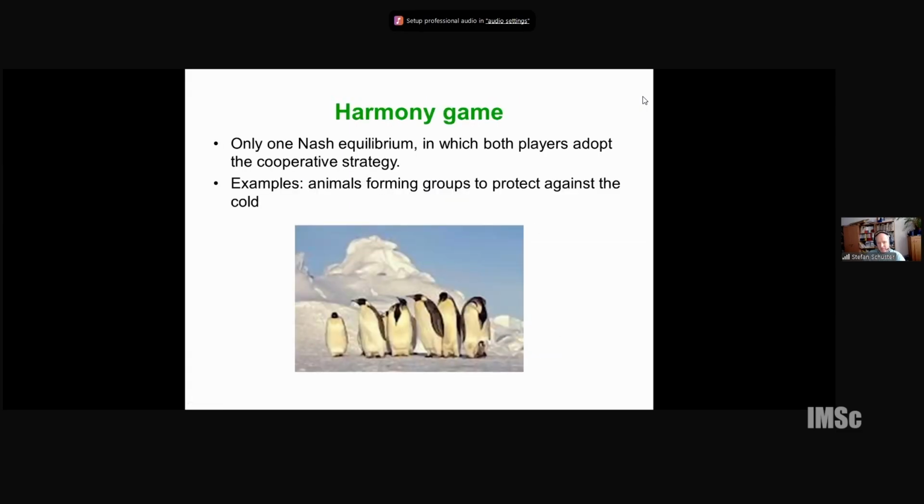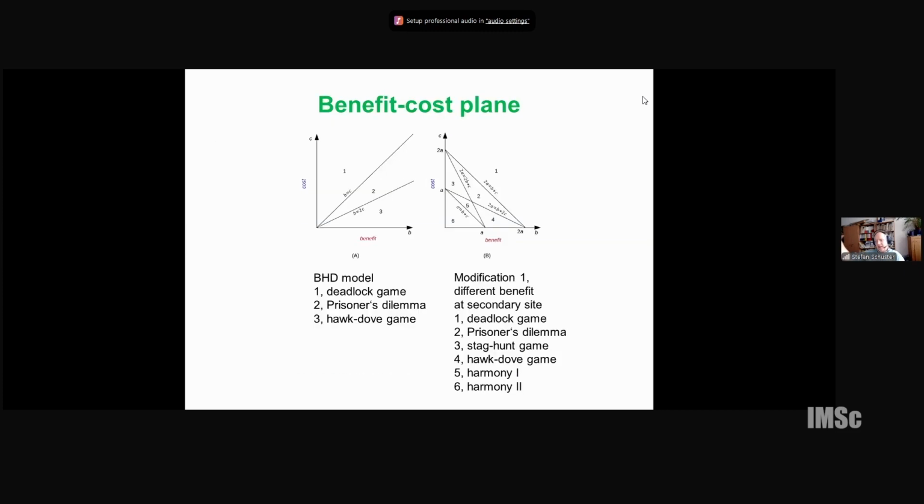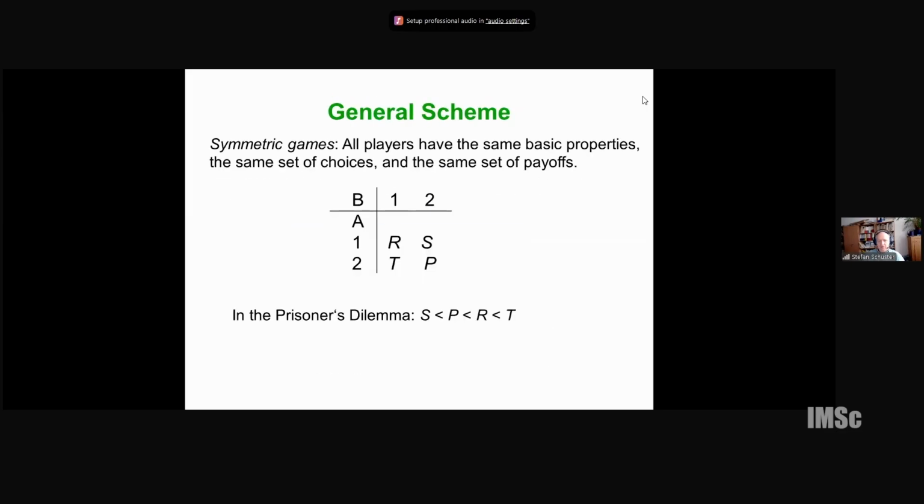There we have only one Nash equilibrium in which both players adopt the cooperative strategy. So this is, as the name suggests, everything is in harmony. So probably for a theater play, like Friedrich Schiller's plays, it's not very appropriate because there's no conflict. And a nice example are penguins in the cold, and they form groups. And there is no incentive to leave the group because then this individual would freeze, so to speak. So then everyone cooperates and is in harmony. And the difference between harmony 1 and 2 is again some order relation among the strategies which are not so good anyway, so that does not affect the Nash equilibrium.